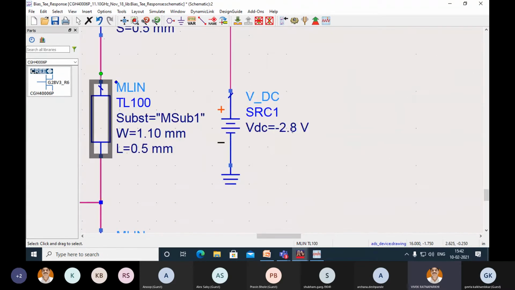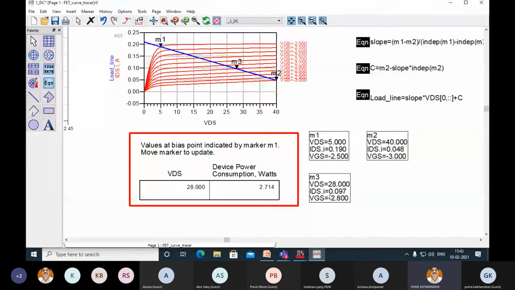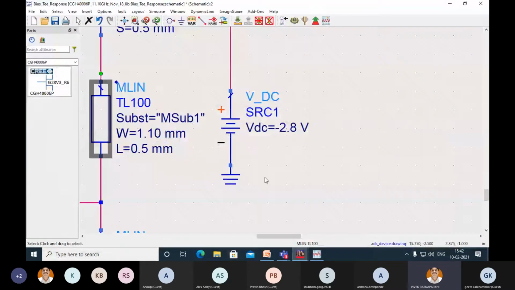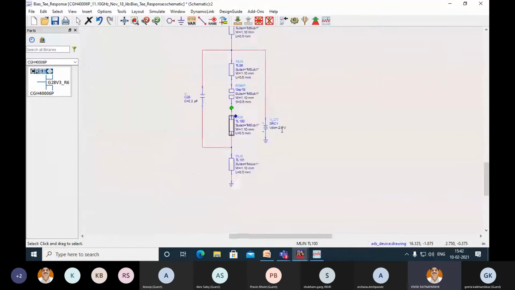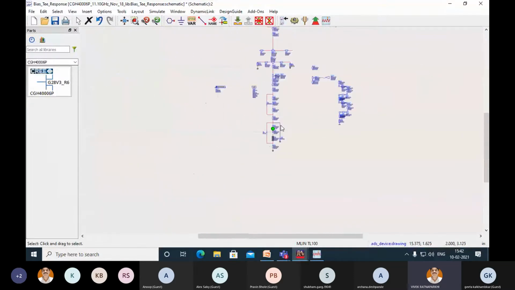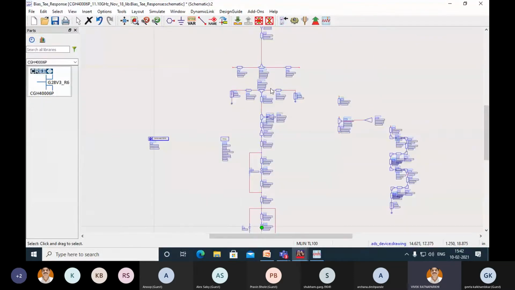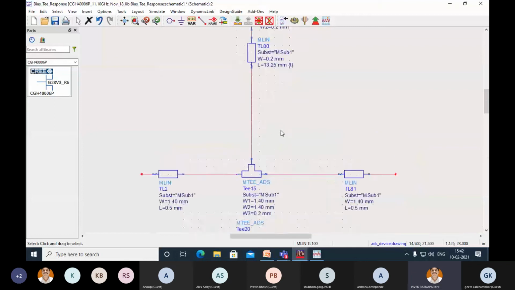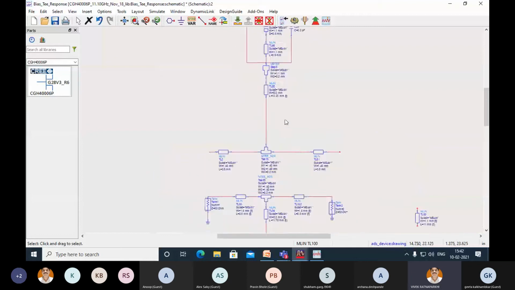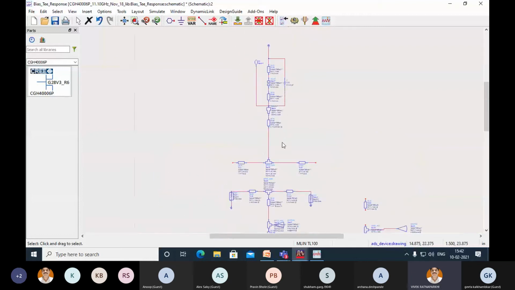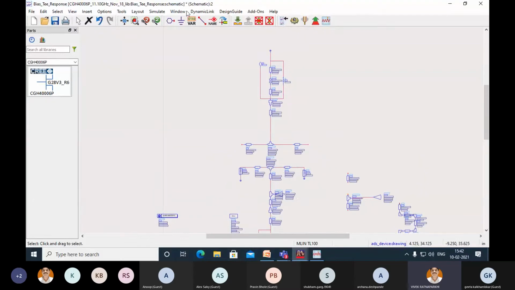So this is minus 2.8 volts. As you can see from our DC biasing, we have chosen VGS minus 2.8 volts. And a similar bias T I have used for the drain. The only thing is that the resistor is not there, because I have used that resistor for stabilization purposes.